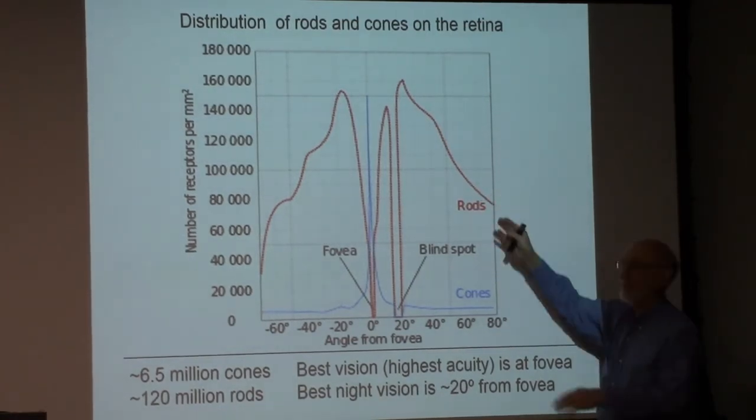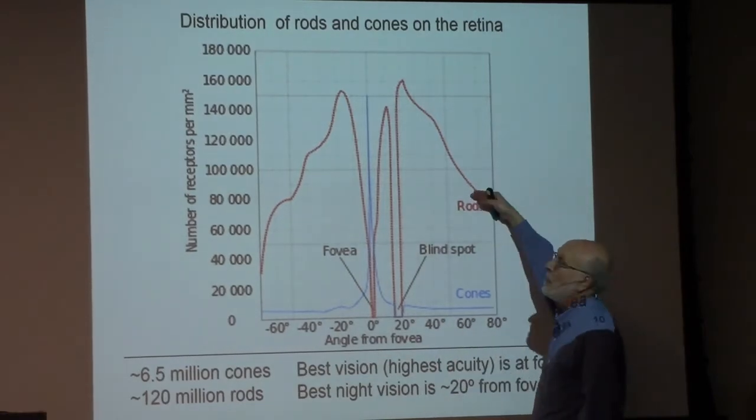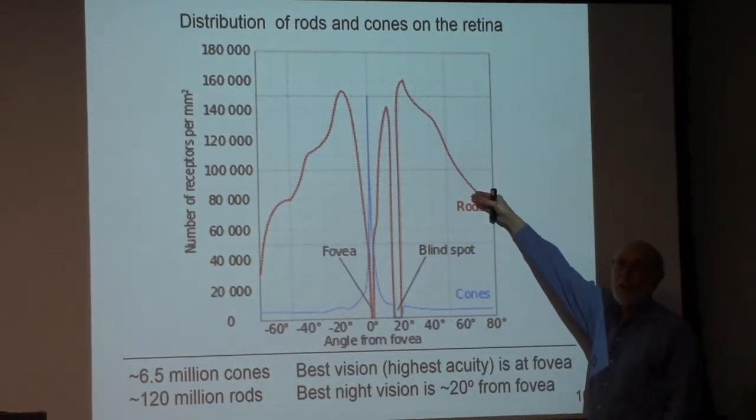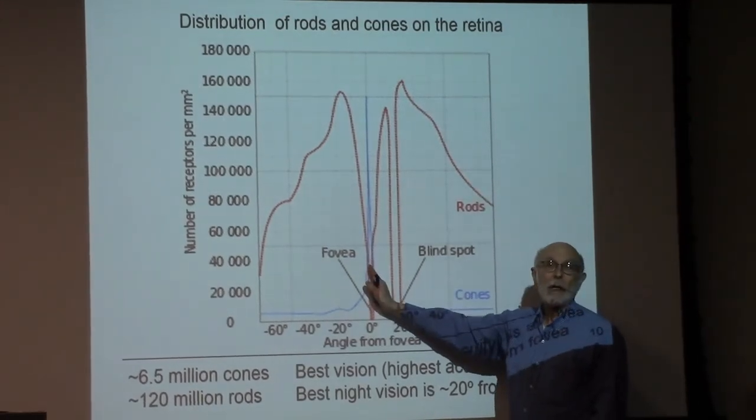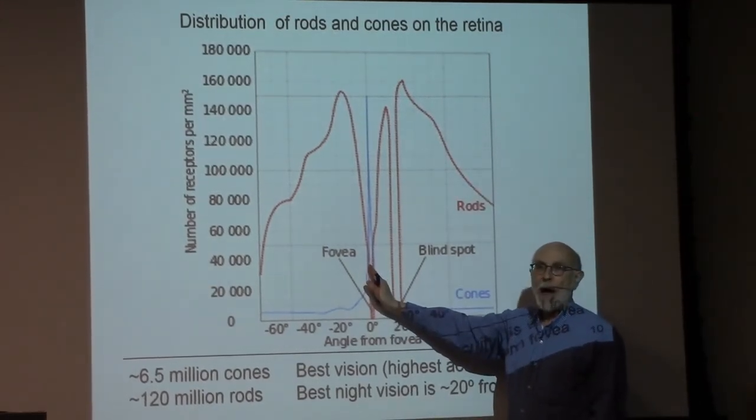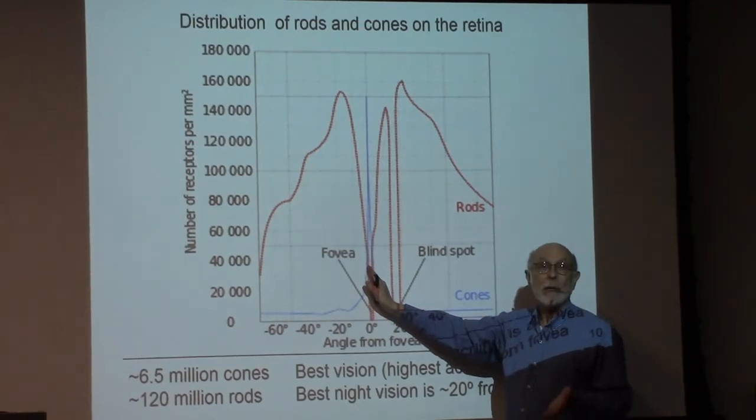Anyway, rods are outside the fovea, black and white vision, high sensitivity. Cones are on the fovea, color vision, low sensitivity, but high acuity.